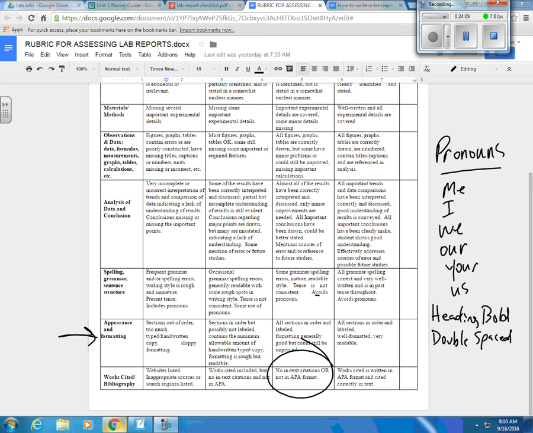3 is our goal. No in-text citations or not in APA format. If you don't include a works cited, that's a 0 every single time. If all you do is list websites or inappropriate sources like Wikipedia, or if you just say Google, Google is not a resource. Google is a search engine. If all you do is that, that's a 1 right there. Works cited included, but no in-text citations and not in APA format, that would get you a 2.